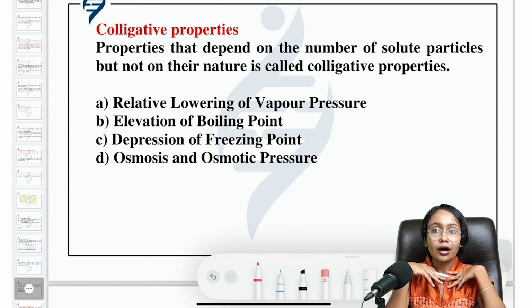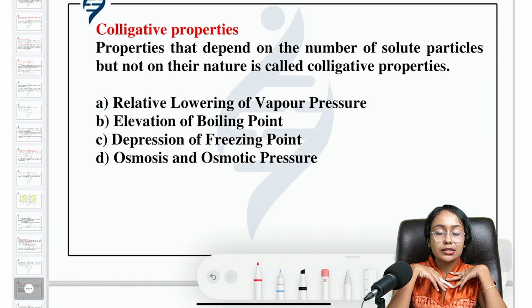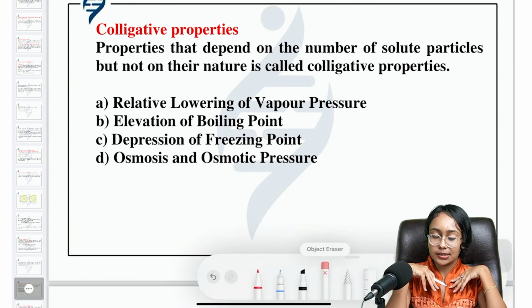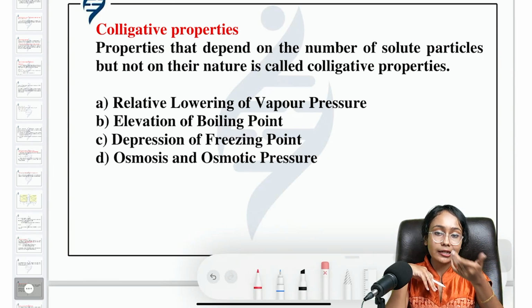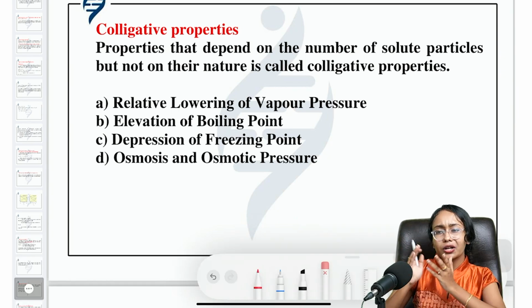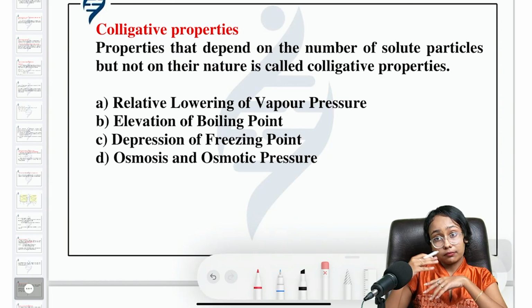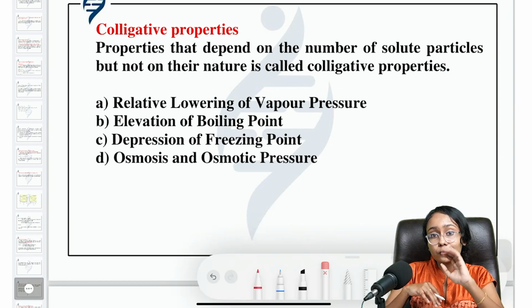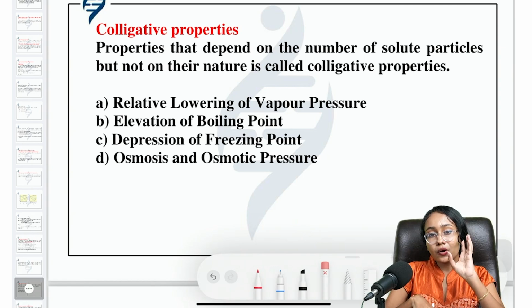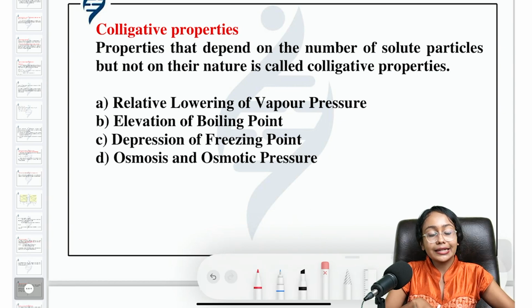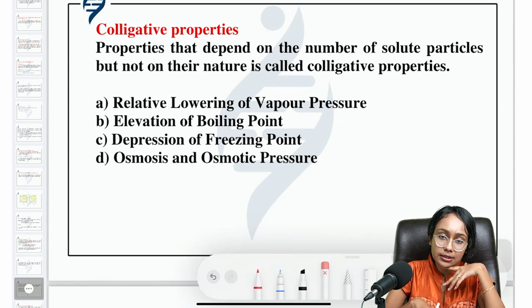If you ask me what my properties are, I'll say I'm a student, I'm a teacher, I love dancing, I love this, that. All these are my properties. Now I'm asking a solution, what are your properties? And the solution says, I have colligative property. What is colligative property then? Colligative property is a property of a solution. On what basis do colligative properties change? Colligative properties change only on the basis of the number of solute particles.